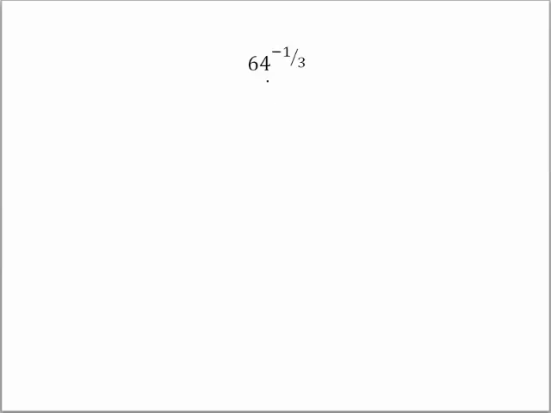Here's another one. 64 to the -1/3. All right, now immediately, see this negative sign? We don't want to work with that, okay? So we want 1 over 64 to the 1/3. So see, we did the inverse of 64, 1 over 64, but we still raised it to 1/3, but now it becomes a positive 1/3.